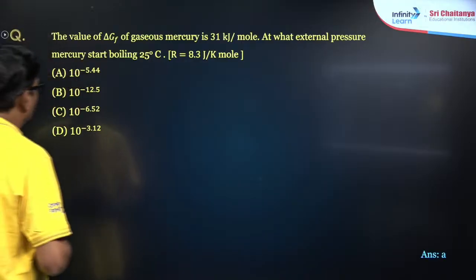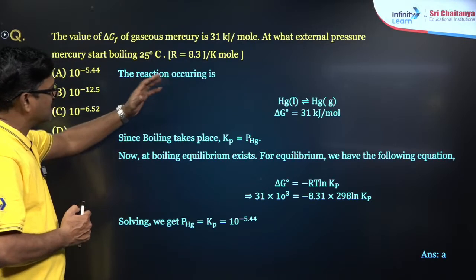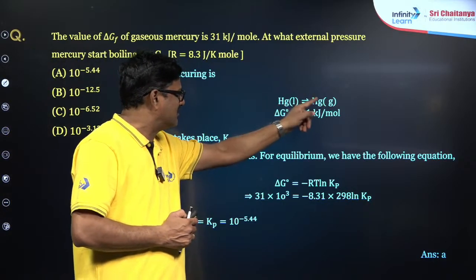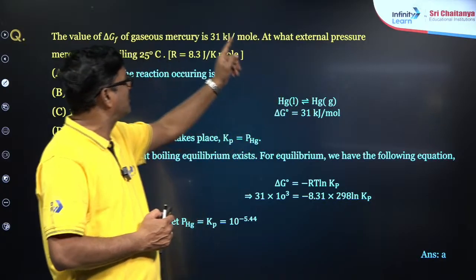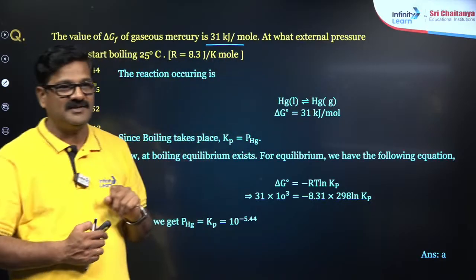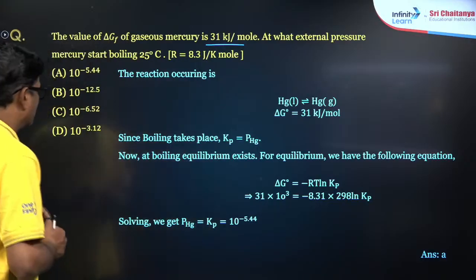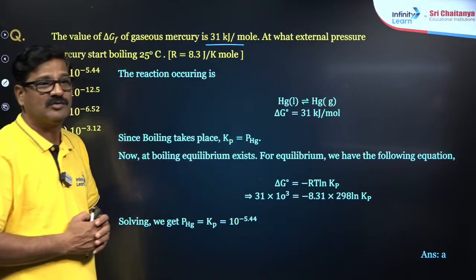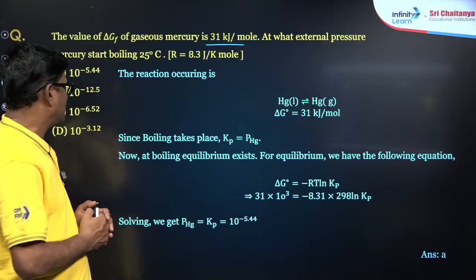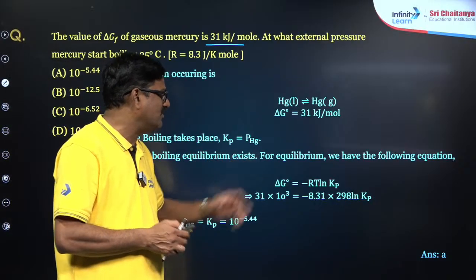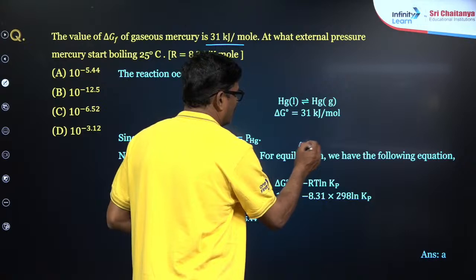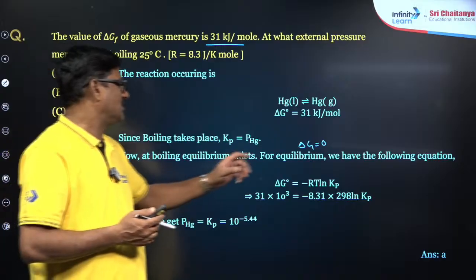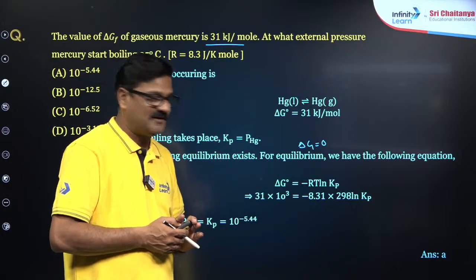Now let's see here. I want to say this reaction is occurring. Hg liquid is converting into Hg gas. This is at equilibrium. Delta G naught is equal to 31 kilojoules per mole, right? Now the boiling takes place. Kp is equal to the total pressure of the mercury, right? So now at boiling equilibrium exists. So at equilibrium delta G will be 0 only. Okay, so delta G naught is equal to minus RT ln Kp.